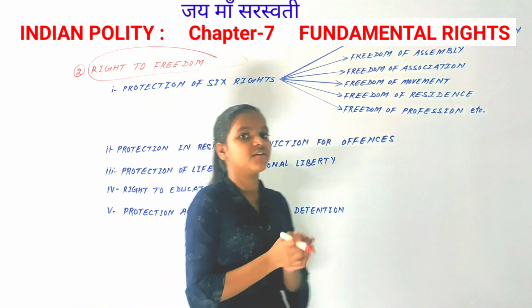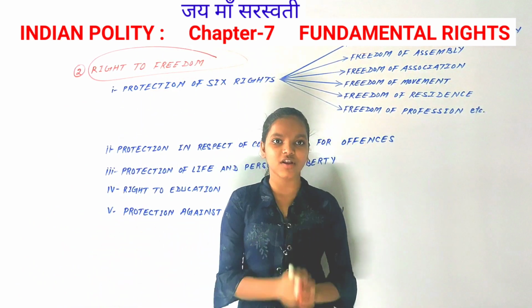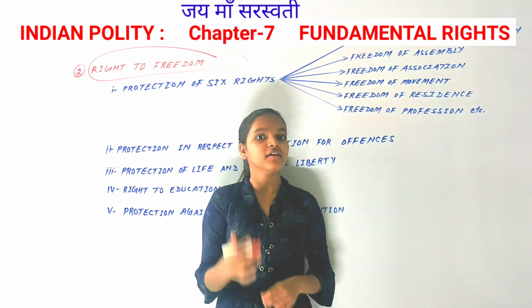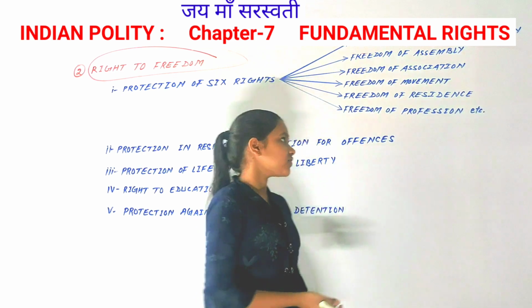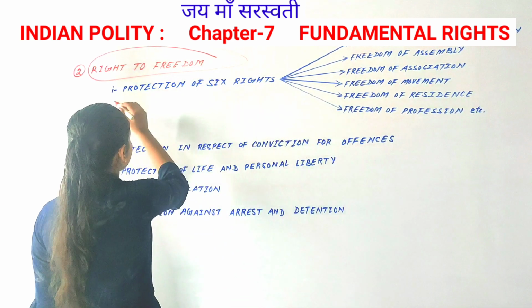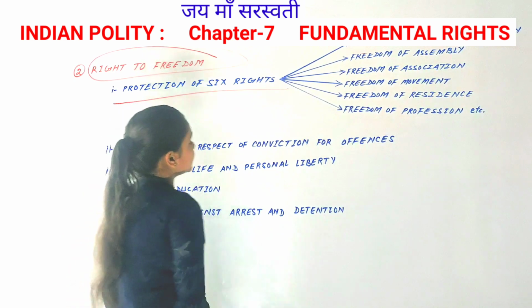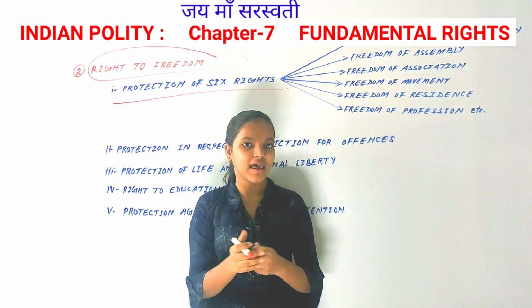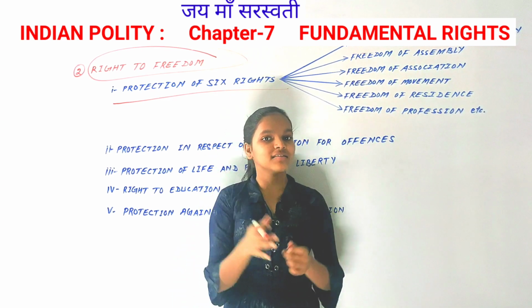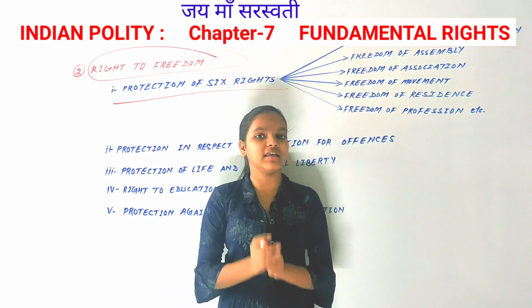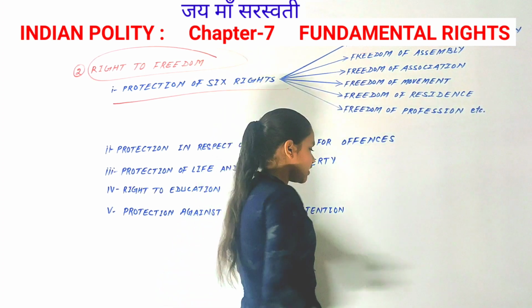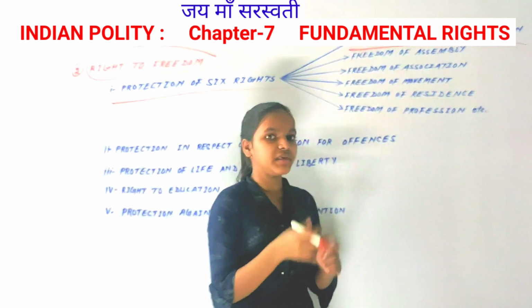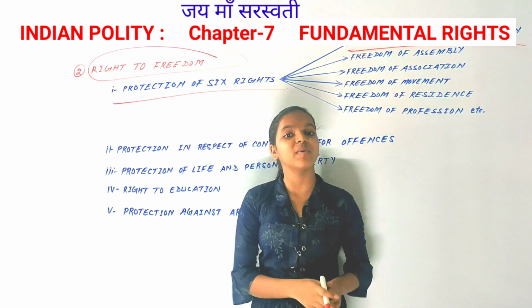Right to freedom is our second fundamental right, and this right covers Article 19 to Article 22. Our first topic in this subtopic is the protection of six rights. Article 19 provides protection of six rights, and those are: first, freedom of speech and expression, guaranteed by Article 19.